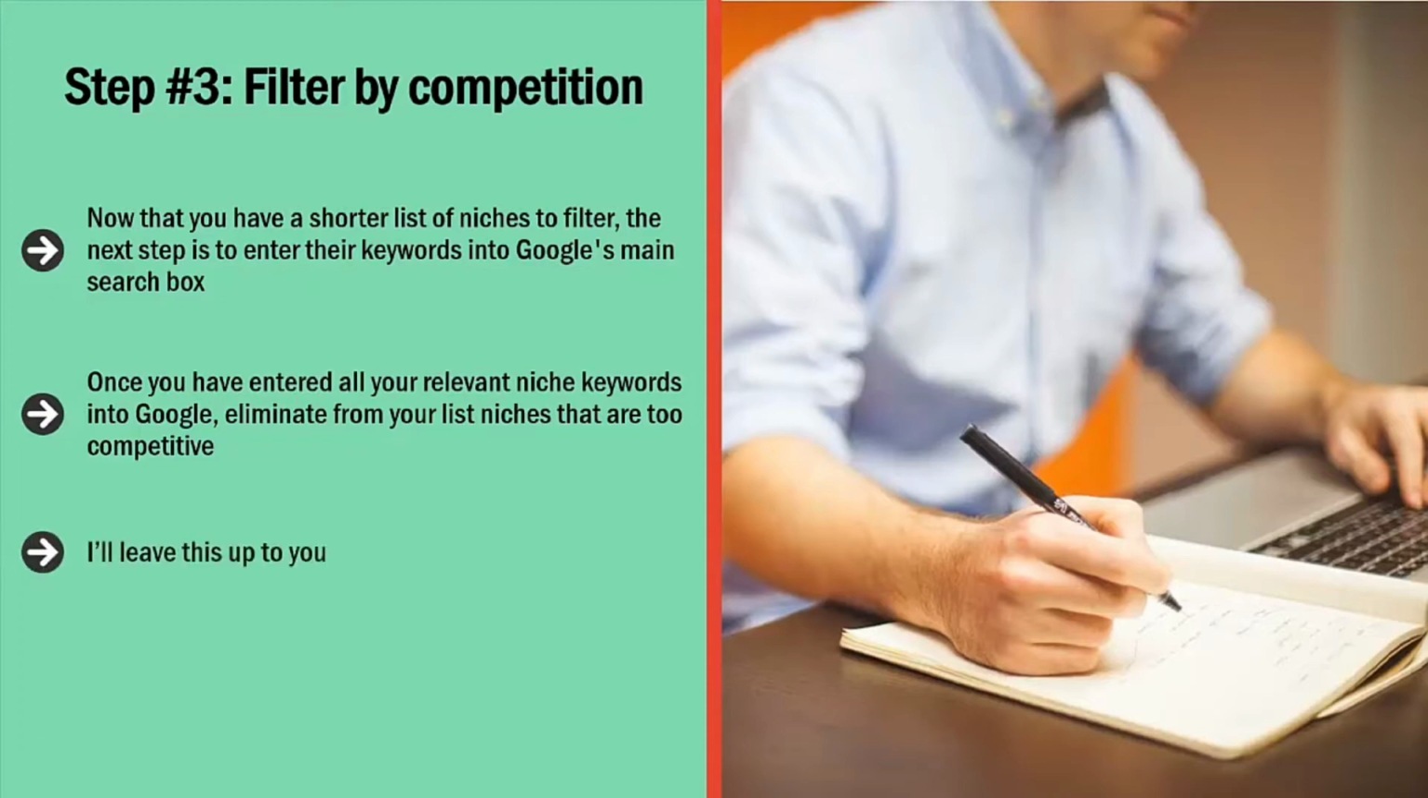I'll leave this up to you. It all boils down to your comfort level. Some people are comfortable with a tremendous amount of competition. Other people would like something more manageable. You call the threshold level. Maybe you can deal with 1 million pages. Perhaps you are more at ease with 300,000 or fewer pages. Whatever the case may be, apply it uniformly across all the niches you have left on your list.